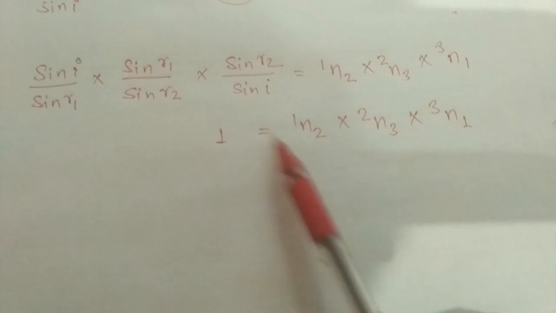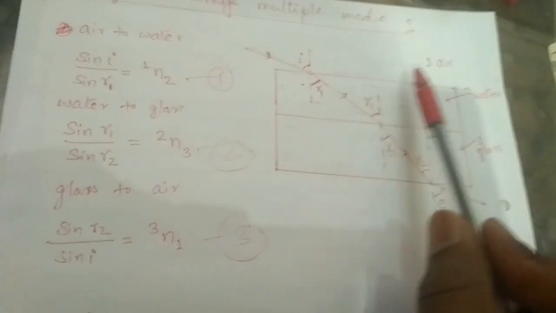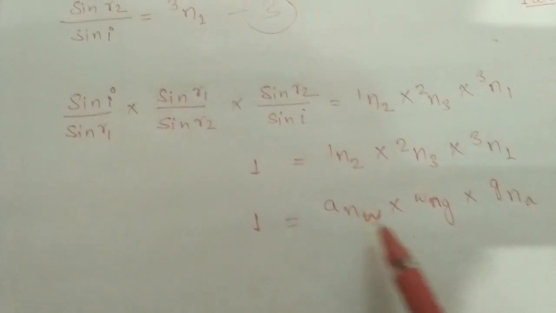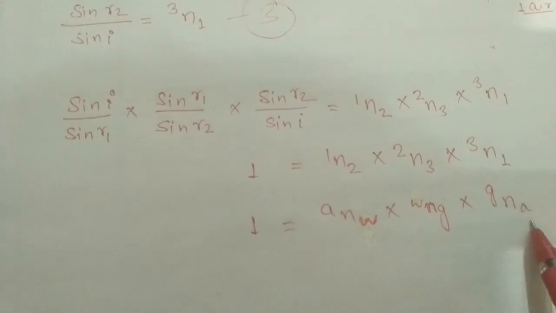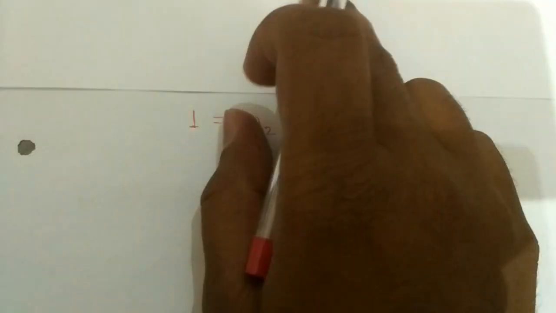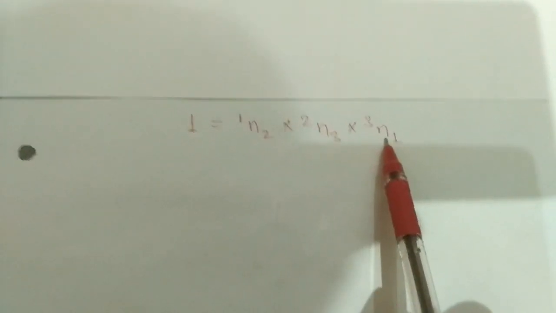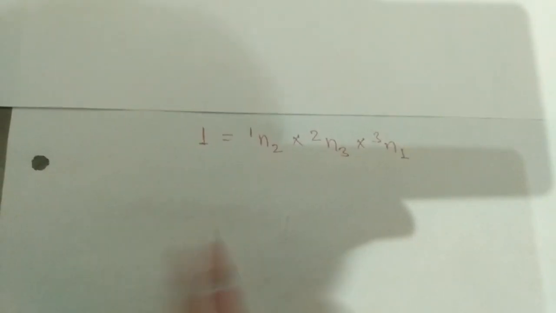So what you obtain, this is 1, 1 and 2, 2 and 3, 3 and 1. And if I'm naming it as 1 for air, 2 for water and 3 for glass, what will we see here? So on naming them, it becomes A and W, W and G, G and A. So here is the equation for the relation between the refractive indices of 3 media, 1 and 2, 2 and 3, 3 and 1. So the point is how to write this equation if there are more than 3 media.